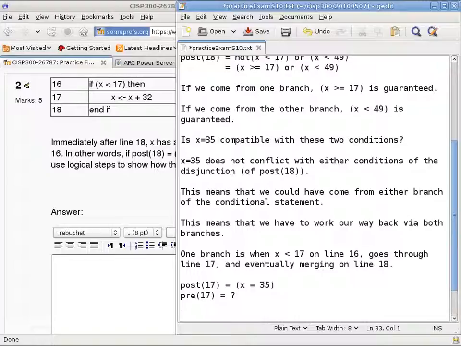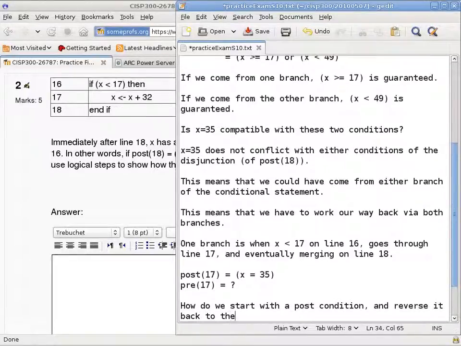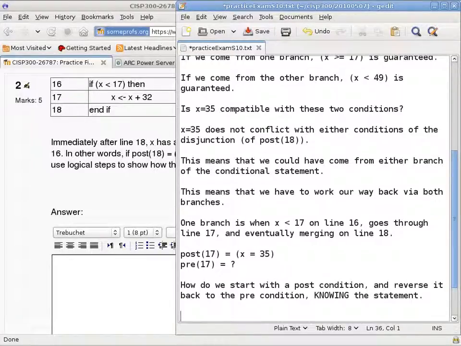So the question is, how do we start with a post condition and reverse it back to the precondition, knowing the statement already, because we already know what line 17 looks like. Okay, so we do have all the pieces. We do have all the pieces to do this. Okay, what do you think?